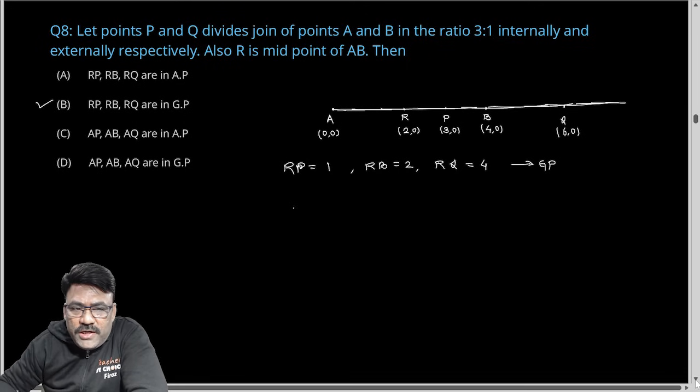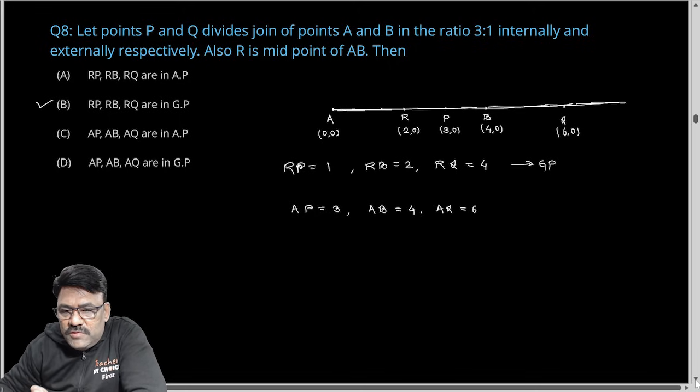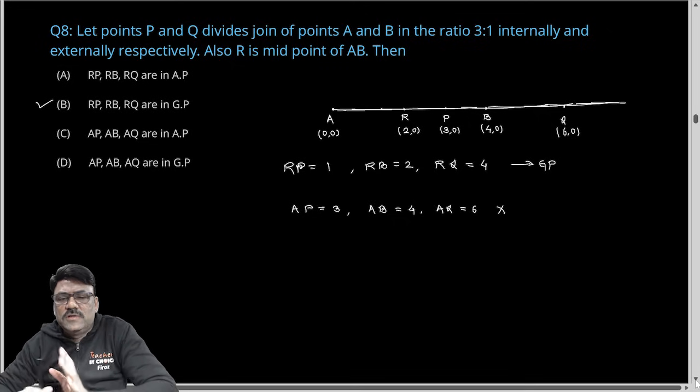But when you check AP, AB, AQ, so AP is 3, AB is 4, and AQ is 6, which is neither an AP nor a GP. This one is neither an AP nor a GP. Means only B is the correct option here.